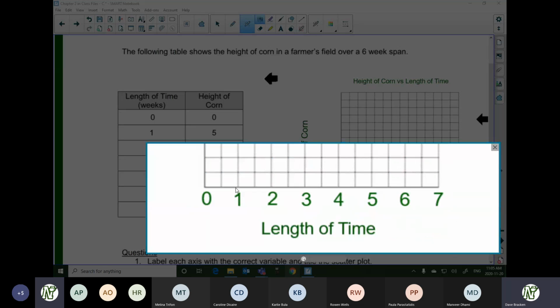Do you see how between 1 and 2 I skipped a line? Between 2 and 3 I skipped a line. Between 3 and 4 I skipped a line. It means every line's worth a half. This is 1, this is 1.5, 2, 2.5, 3, 3.5, 4, and so on. Make sure you skip a line between 0 and 1.